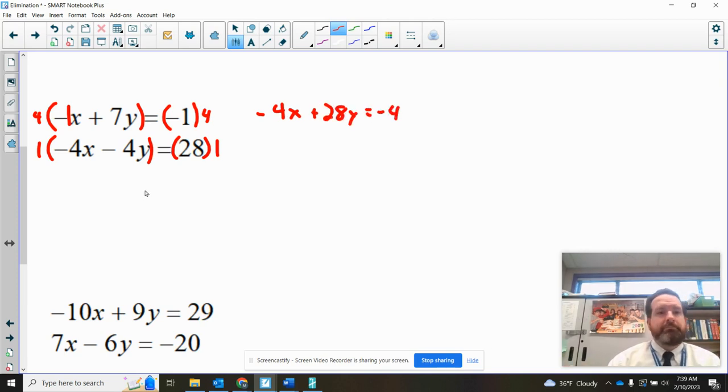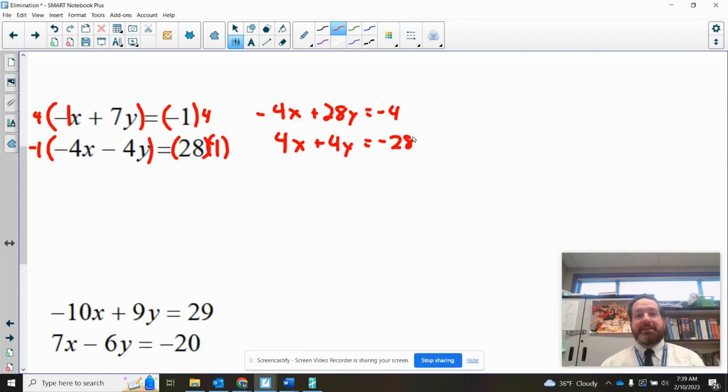If I multiply by positive 4 on the top, that's going to give me a negative 4x's plus 28y's equals negative 4. Awesome. If I multiply by positive 1 on the bottom, that's going to give me another negative 4. I don't want another negative 4. I want a positive 4. So just multiply by negative 1. Very simple. Look at that. So positive 4x's plus 4y's equals negative 28. Now when you add your equations, those x's are going to eliminate.